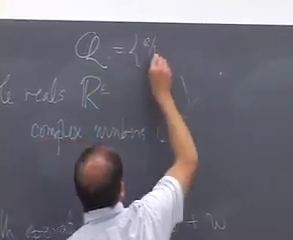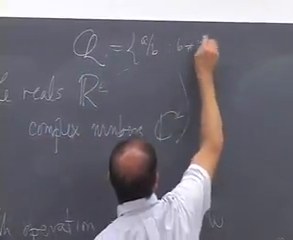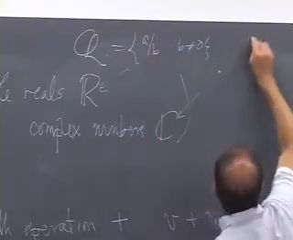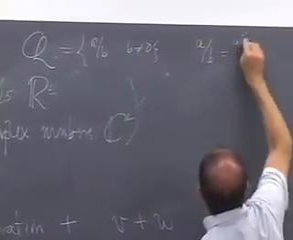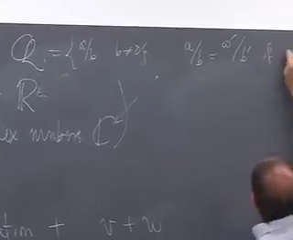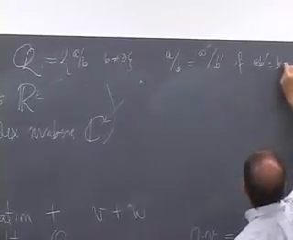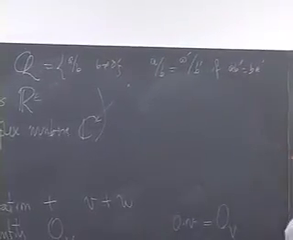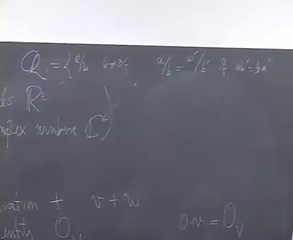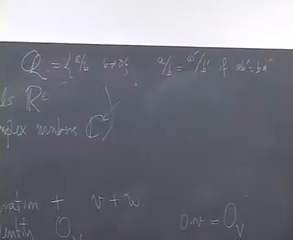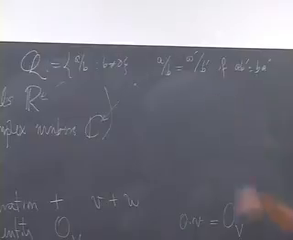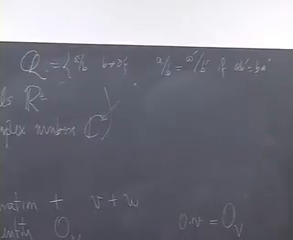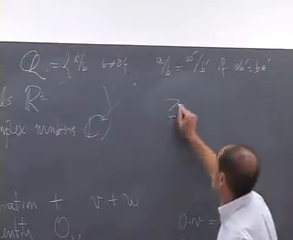Set of all quotients, a over b, b not equal to 0. Looks simple, but you have to remember that a over b is equal to a prime over b prime if ab prime is equal to ba prime. I mean, there are various identifications of rational numbers, like 2/3 is the same as 4/6. But everyone has some pretty good idea of what the rational numbers are. The integers are not a field.